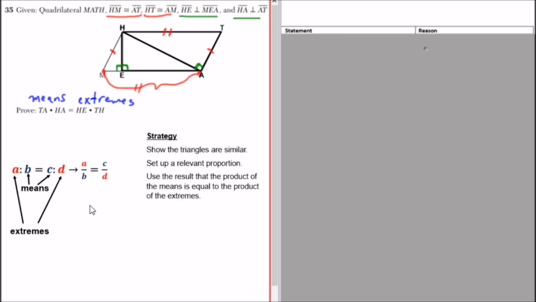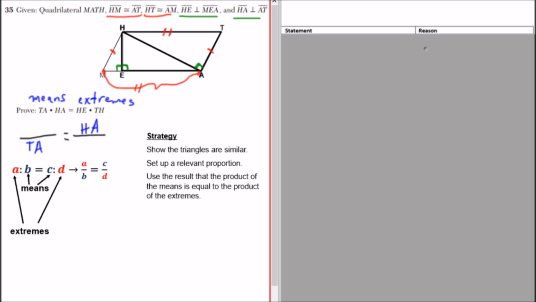Now, this vocabulary, the extremes refer to the end values in a proportion in this colon notation, and the means are the inner terms. So in fraction form, the means are located here at the denominator of the first fraction and numerator of the second fraction. So if I want to set up a proportion involving these means and these extremes, I'll color coordinate here, but the means are TA and HA. See how they're showing up in corresponding locations here.